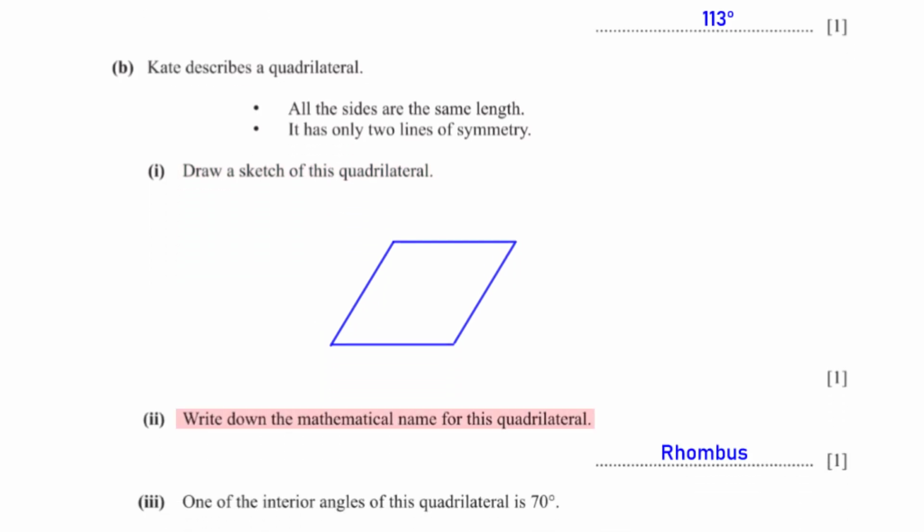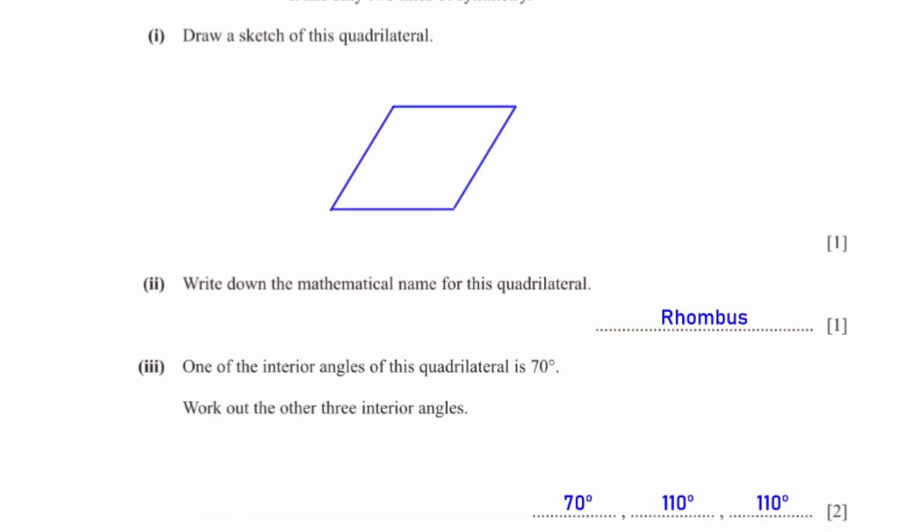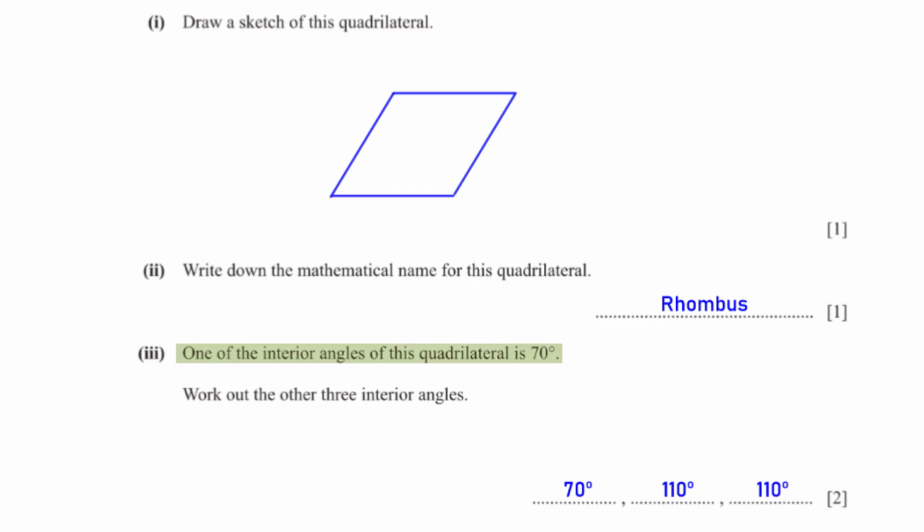Write down the mathematical name for this quadrilateral. The quadrilateral is a rhombus. One of the interior angles of this quadrilateral is 70 degrees. Work out the other three interior angles.